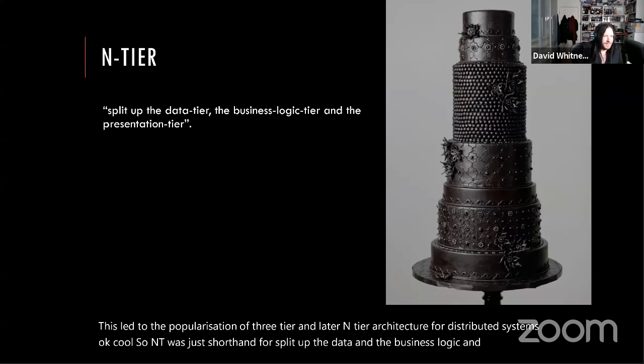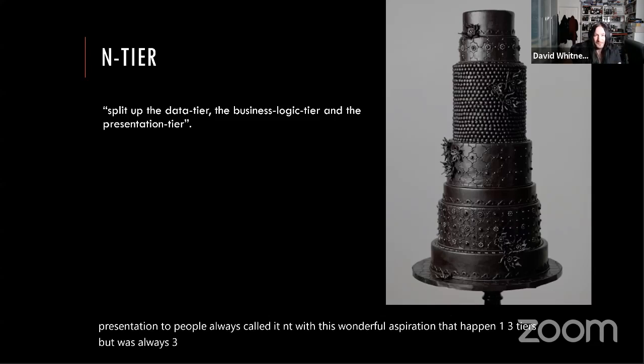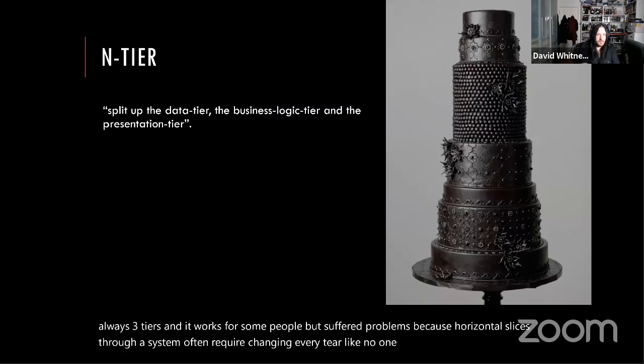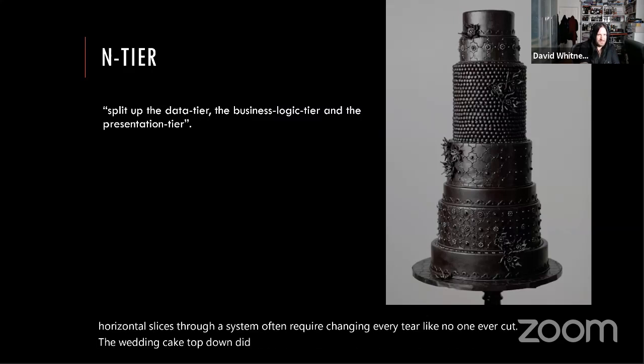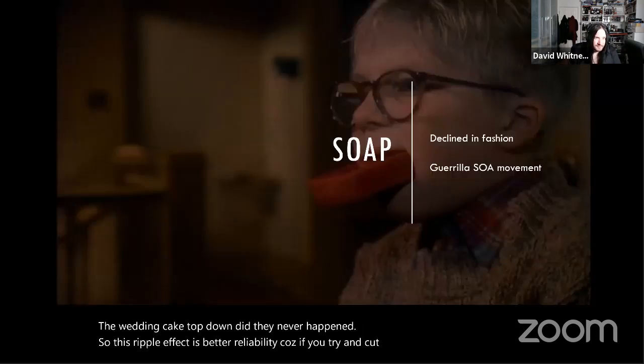People always called it N-tier with this wonderful aspiration that it had more than 3 tiers, but it was always 3 tiers. And it worked for some people, but it suffered problems because horizontal slices through a system often required changing every tier. Like no one ever cut the wedding cake top down, did they? Like never happened. So this ripple effect is bad for reliability because if you try and cut a wedding cake top down, it falls over.